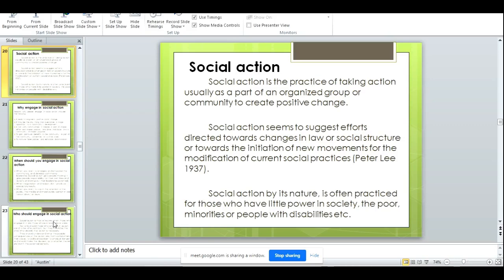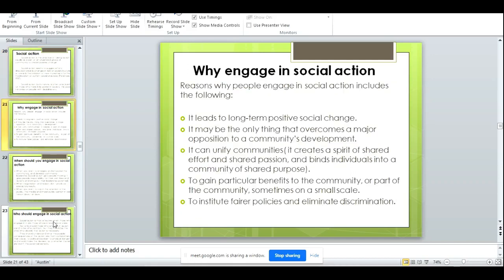Social action by its nature is often practiced for those who have little power in society, for the poor, minorities, or people with disabilities. So the why of social action. Why do we engage in social action? The following are reasons why people engage in social action. It can lead to long-term positive social change. It may be the only thing that can overcome a major opposition in a community.